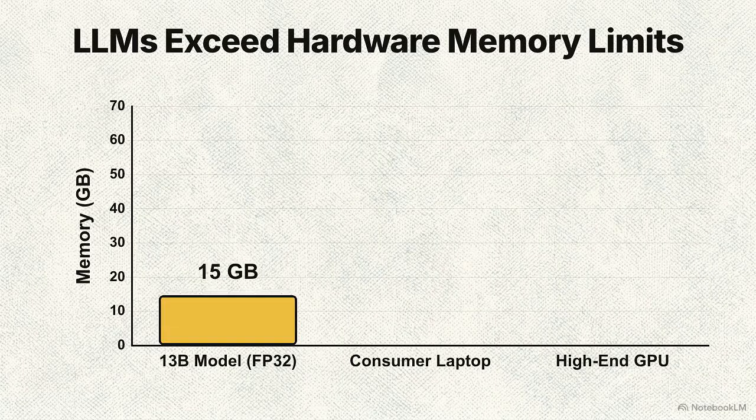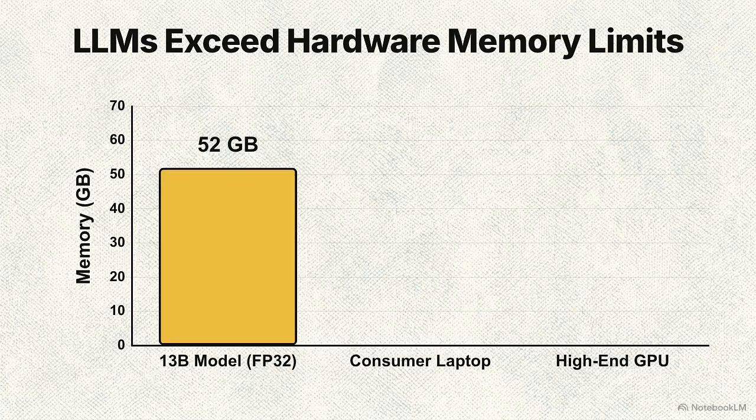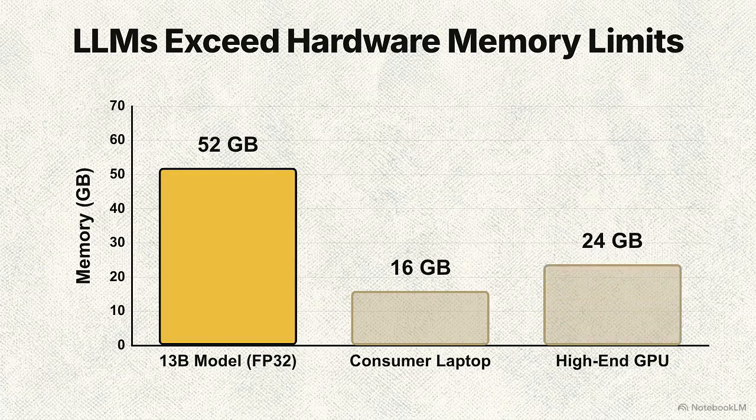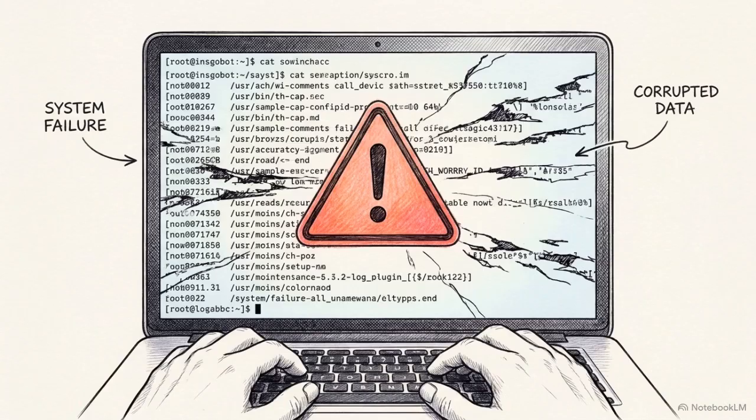A standard 13 billion parameter model, uncompressed, requires about 52 gigabytes of memory. Compare that to the standard 16 gigabyte limit of a consumer laptop, or even the 24 gigabyte ceiling of a high-end desktop GPU. Try to load that baseline model at full precision on a home computer, and your system will simply crash out of memory.